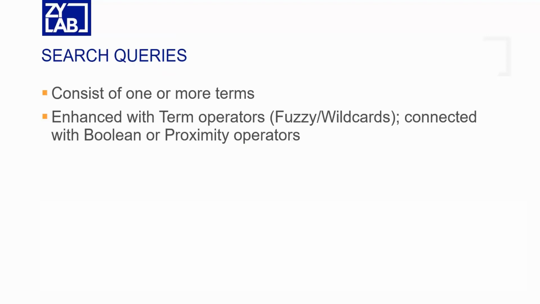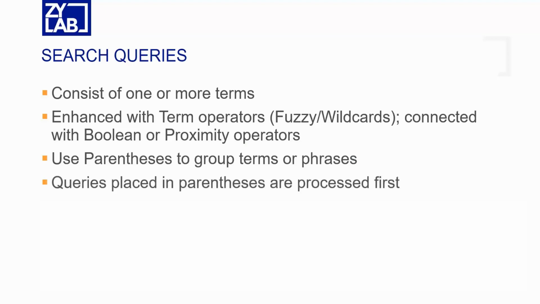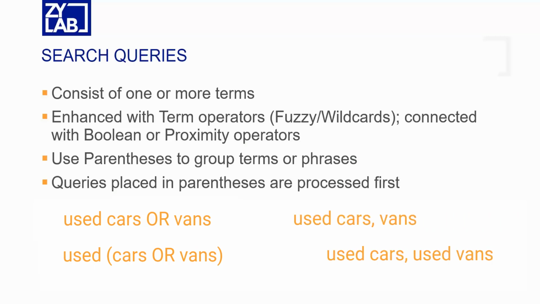operators. When using Boolean or proximity operators in your search query, group terms or phrases with parentheses to ensure the proper search order is interpreted. Though parentheses are not required, they can influence the outcome of a search. For example, searching for used cars or vans will return different results than searching for used, parenthesis, cars or vans, parenthesis. The first query will return used cars or vans. The second query finds used cars or used vans.